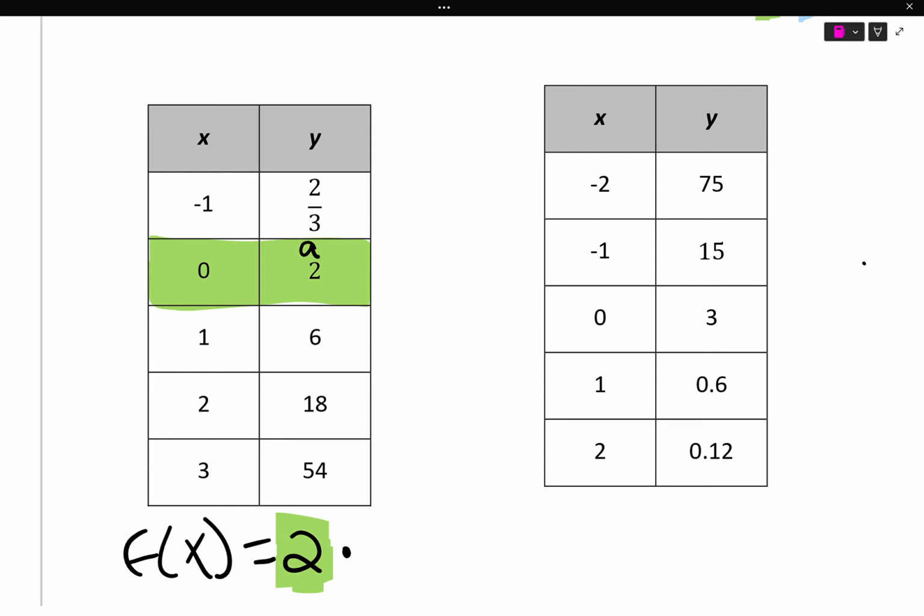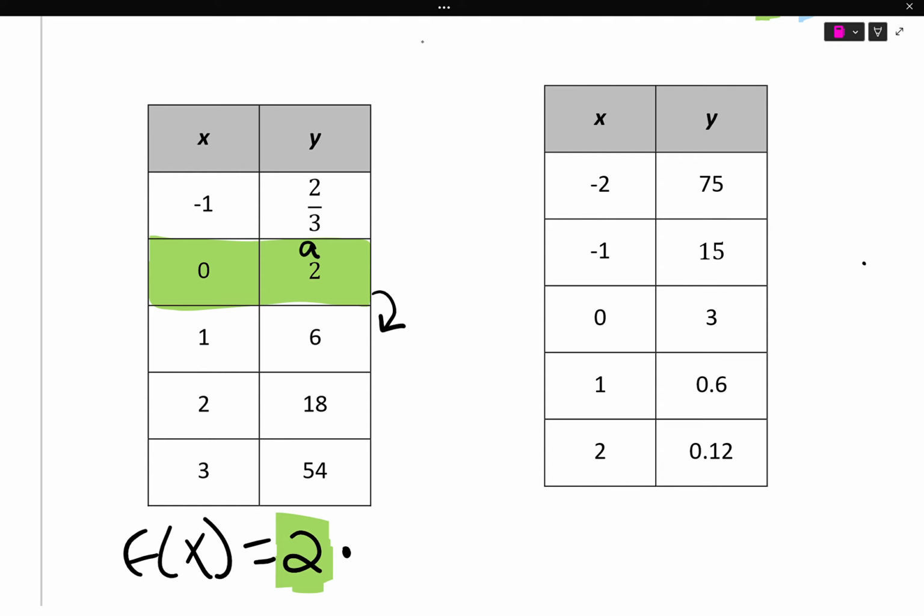Now, our exponents are multiplying. So to undo multiplication, I'm going to do some division to see what the pattern is. To find out how I got from 2 to 6, I'm going to do 6 divided by 2, which is 3. Awesome. Let's check. 6 times 3, is that 18? Yes. 18 times 3, is that 54? Yes. Okay. So our function is 2 times 3 to the power of x. You can write it with a dot or parentheses.